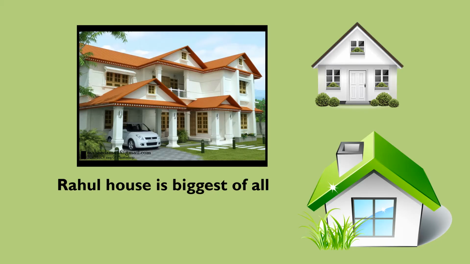Look at this picture. There are three houses. Rahul's house is the biggest of all. That means Rahul's house is the biggest house. Then Suraj's and Ravi's houses. It is the superlative degree. The comparison between three or more things, more places or more persons, that is the superlative degree.